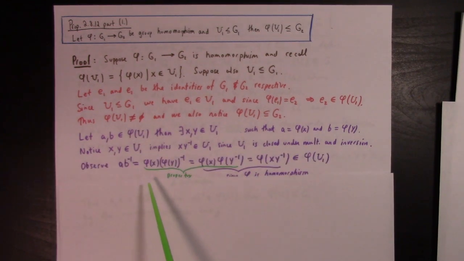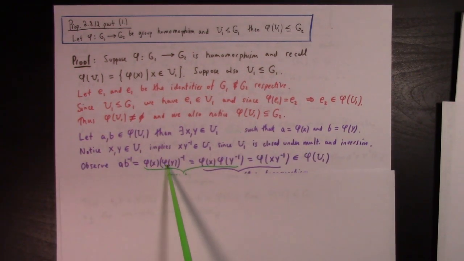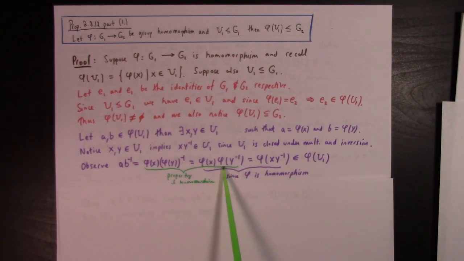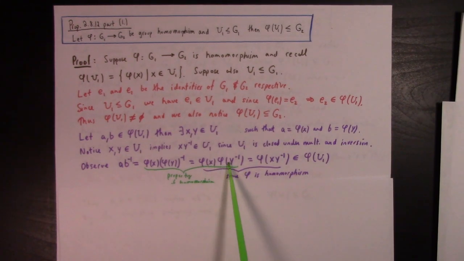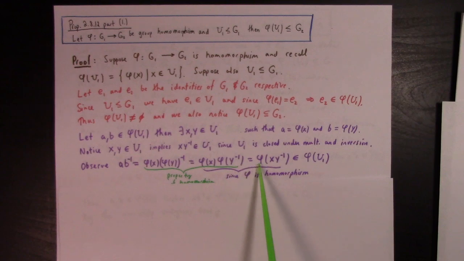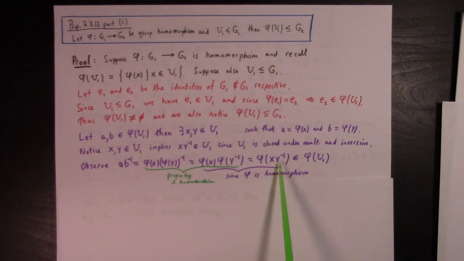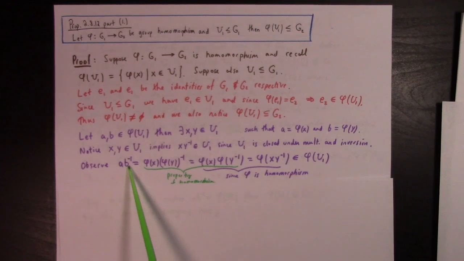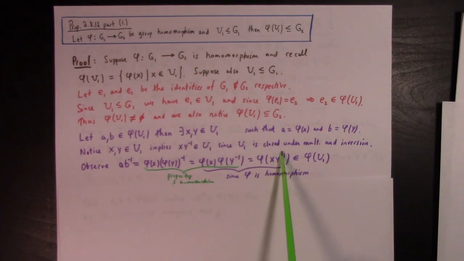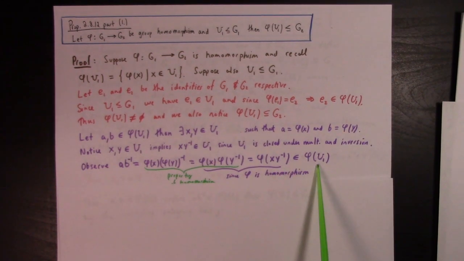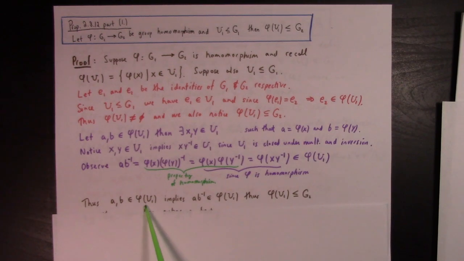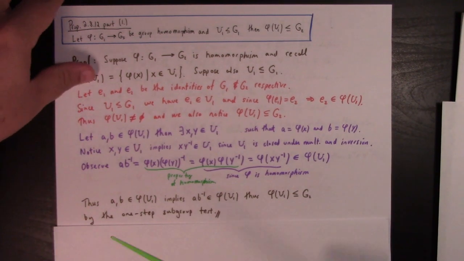Consequently, if we look at A B inverse, well, that's phi of x times phi of y inverse. By the property of homomorphism, we can bring the inverse inside. And then by the definition of structure-preserving homomorphism, we can combine the product of these images into the image of the product, like so. But then that implies that A times B inverse is equal to phi of x y inverse. That is in U1, as we just argued, which means that A B inverse is in the image of U1 under phi. That is to say, A and B in the image implies A B inverse is in the image, thus the image of U1 under phi is a subgroup of G2 by the one-step subgroup test. So there you go.